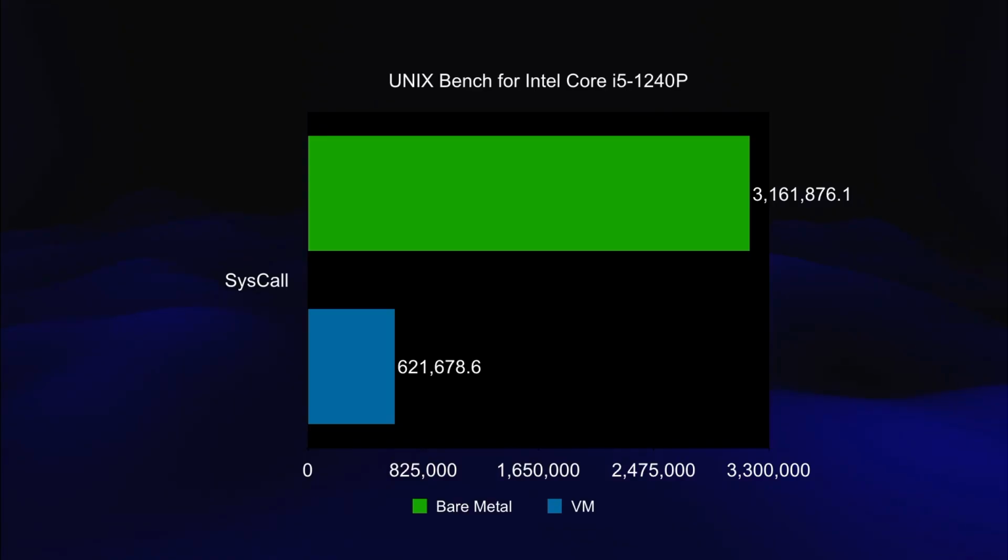And this one is just what in the world? So the syscalls on the bare metal are showing 3 million that it was able to do, and only 621,000 in the same time frame. So that's like, what? What? Yeah, I don't know. I honestly don't know. So what about networking?